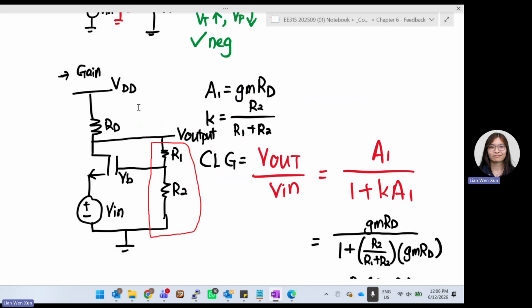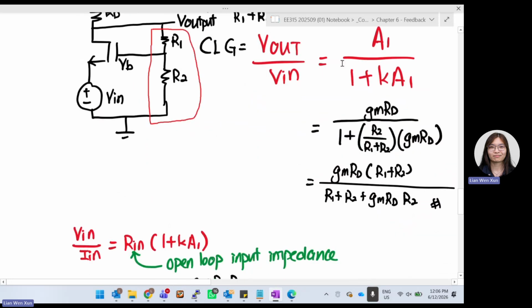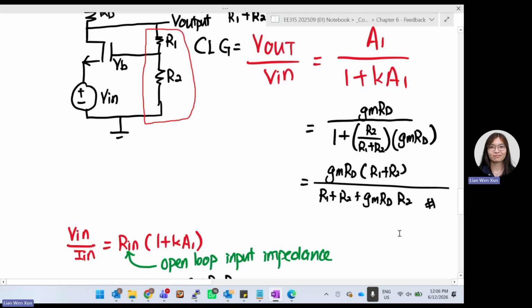What exactly is your K? K is the feedback network. What are the components that contribute to feedback? It is R1 and R2. R1 and R2 act as a voltage divider. So we can say K is basically R2 over R1 plus R2. We know A, we know K, so we substitute everything inside. Your closed loop gain, output over input, is equal to this directly. You just substitute the values.